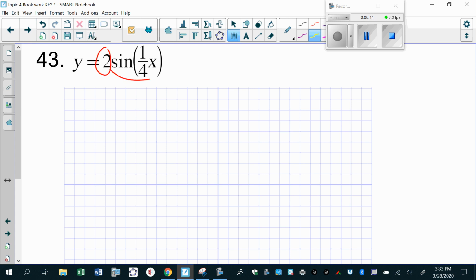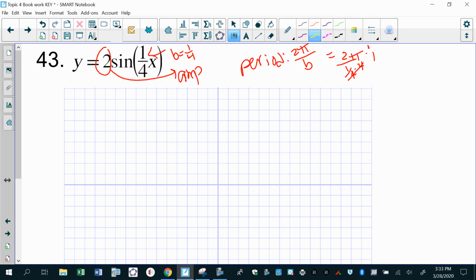So now this one, this is the amplitude. And this time our B is 1/4, which we know is the frequency. So that's going to change our period. To find the period, you should always do 2 pi divided by B. So if I do 2 pi divided by 1/4, keep in mind this is always non-calc, I'm going to multiply top and bottom by 4 to get the 4 out of the denominator. So the period is going to be 8 pi. It is going to take 8 pi for me to get through a full cycle.